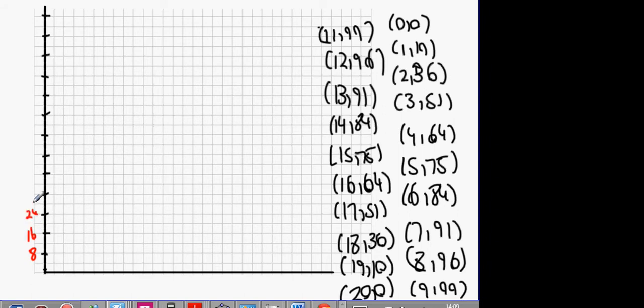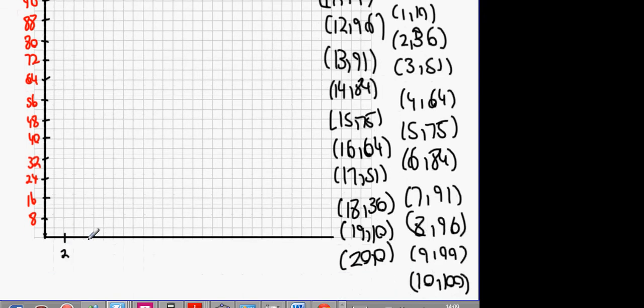8, 16, 24, 32, 40, 48, 56, 64, 72, 80, 88, 96, and 104. Each one is worth 4. Okay, and then on the bottom, we're going to have to go across in twos, each block is worth 1. 2, 4, 6, 8, 10, 12, 14, 16, 18 and 20. Let's begin.